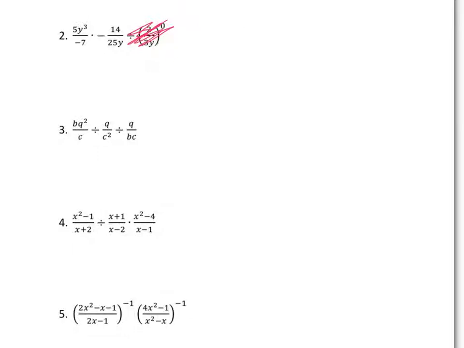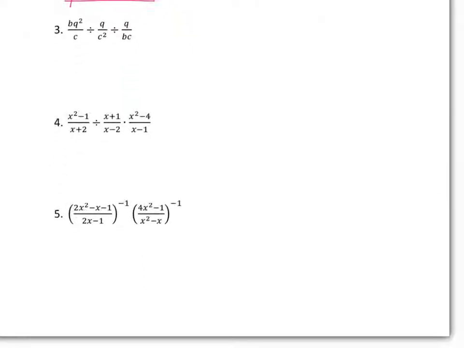The negatives are going to cancel each other out, both become positive. We can make the 7 become 1, 14 become 2, 5 become 1, 25 become 5. Y cancels out with 1y. We're left with 2 y's on top, so we're left with 2y squared over 5. And that's it. Like I said, these are the simpler, easier problems.